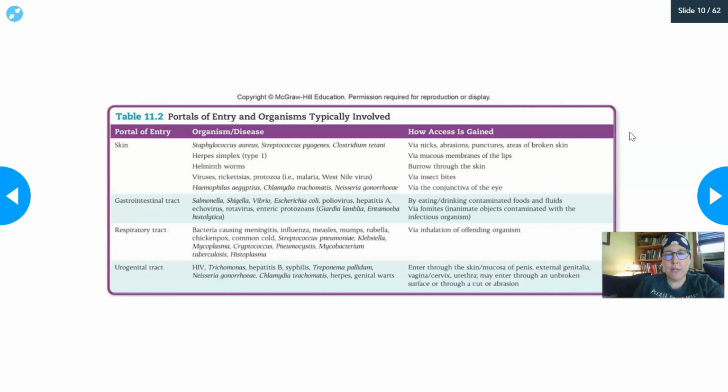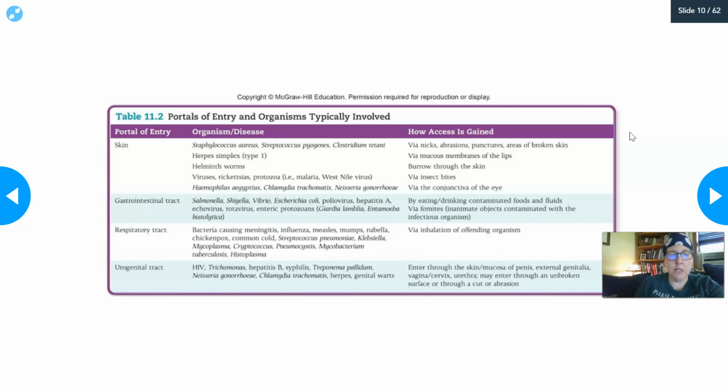The respiratory tract, so there would be inhalation of the offending organism, usually in cough droplets. Bacteria causing meningitis, influenza, measles, mumps, rubella, chickenpox, common cold, strep pneumo, Klebsiella, mycoplasma, cryptococcus, pneumocystis, mycobacterium TB, and histoplasma are all inhaled into the lungs.